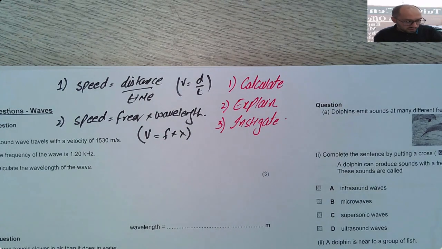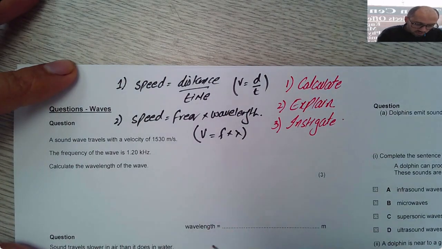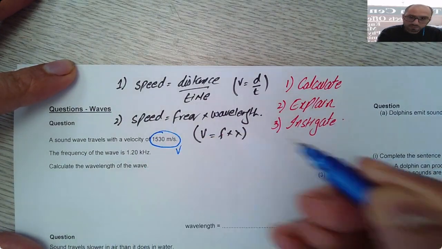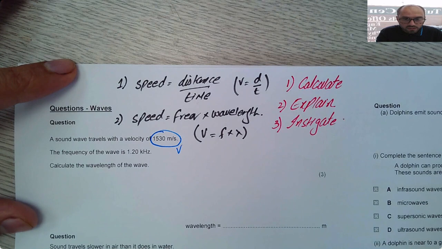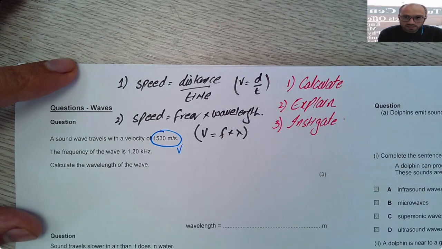Let's have a look at the first question. The first question says there's a sound wave and it travels at a velocity of 1530 meters per second. So this is the value of V given to me. Remember, annotation is very important because it will guide you and it will let you pick up the right equation that you will need in order to solve calculate questions or even for investigate questions.